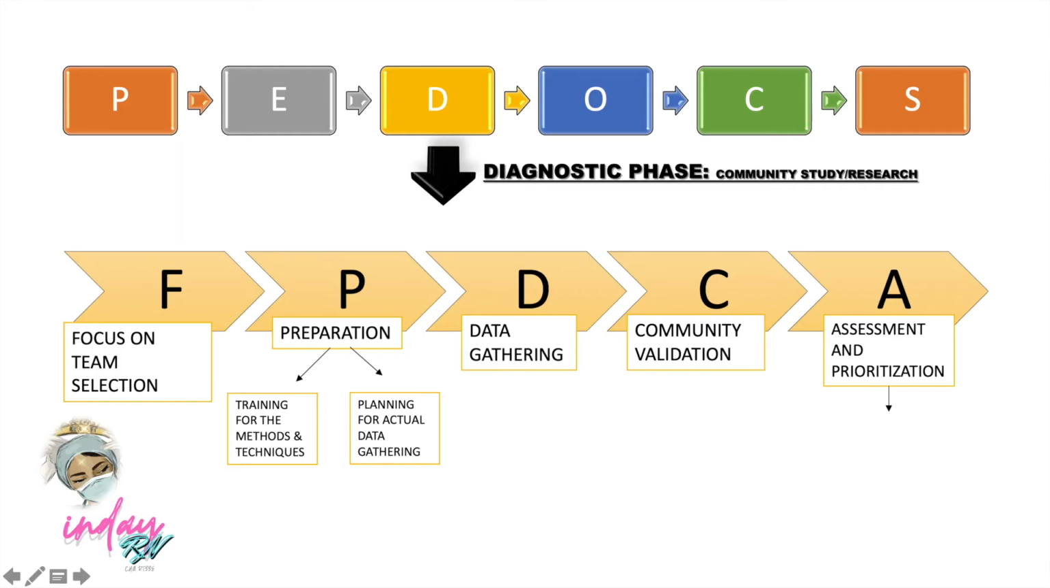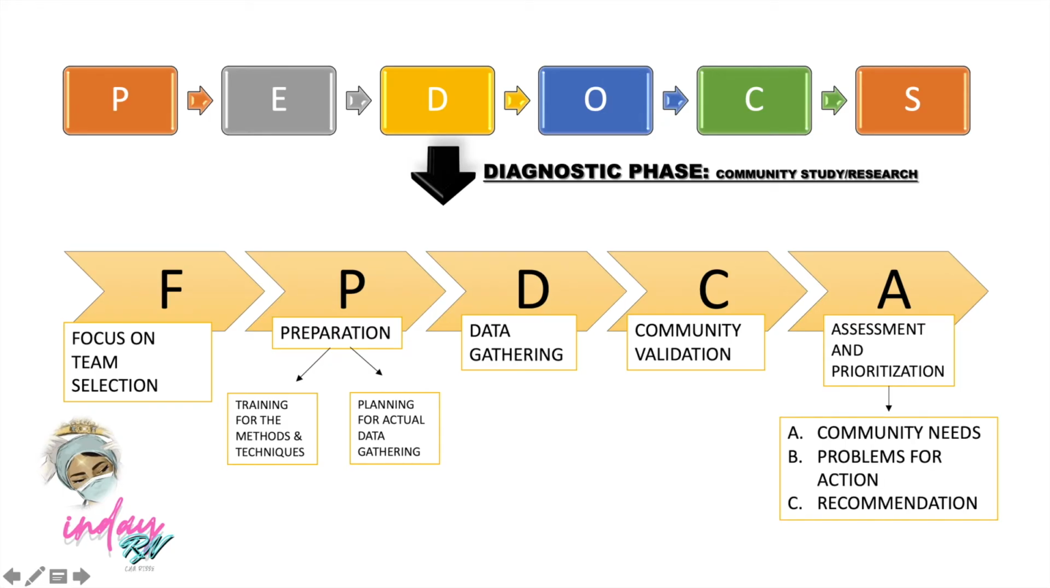To add also, here in the assessment and prioritization, you need to base your assessment on community needs, problems for action, and recommendation. Okay? So, there should be a presentation of community diagnosis and recommendation.